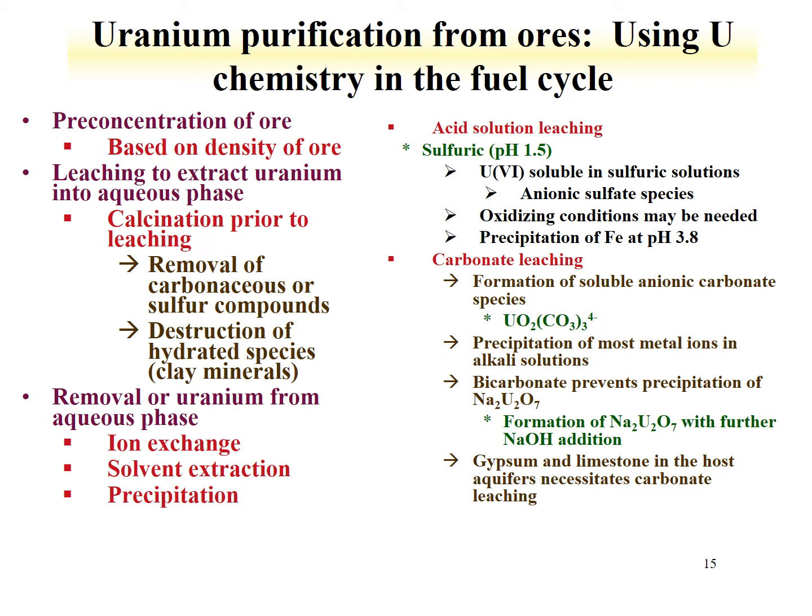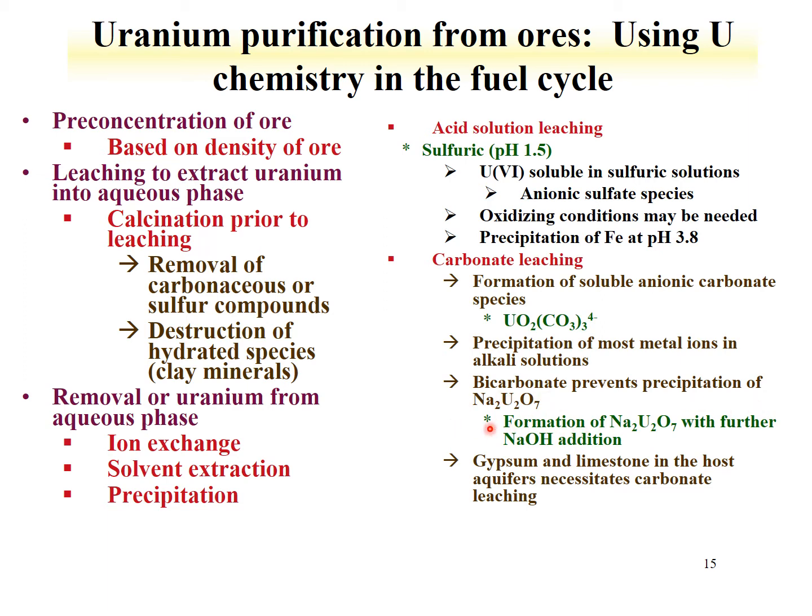If you're in a system such as limestone, which has a lot of capacity to absorb acid, one can explore carbonate leaching. With carbonate solutions, one can form the anionic uranyl carbonate listed here. Under these conditions, most other metal ions will be precipitated, so you can achieve a relatively rapid separation of uranium in the solution phase, other metal ions in the solid phase.